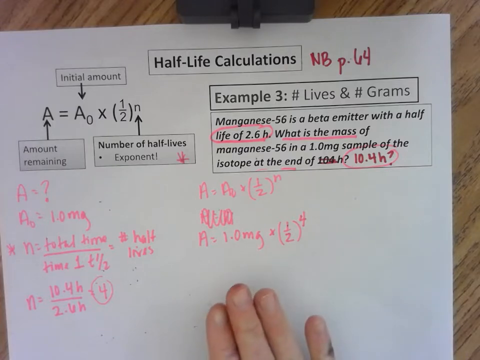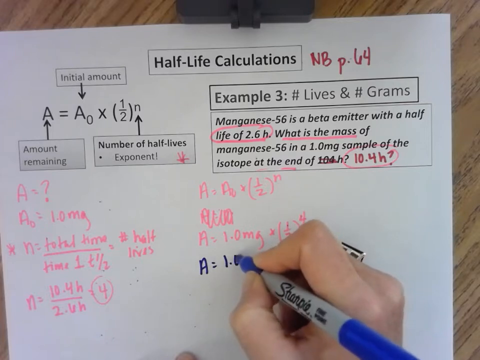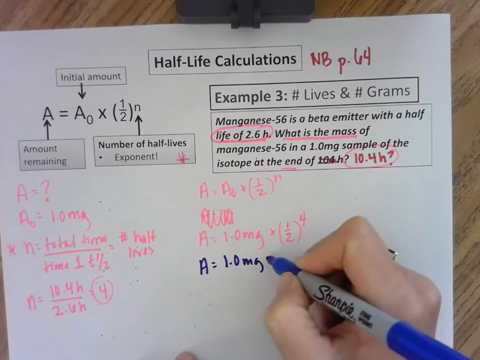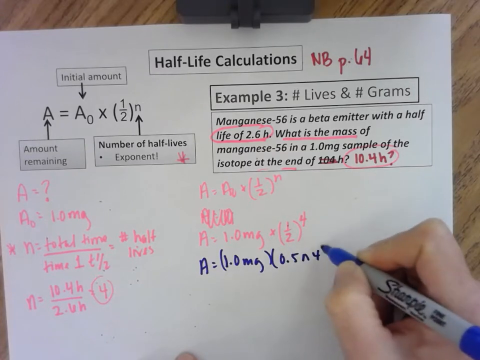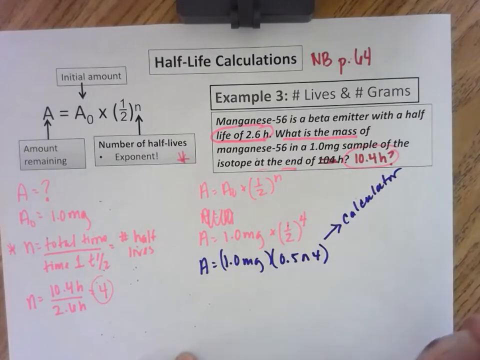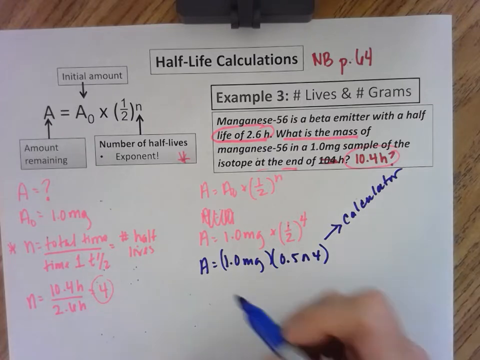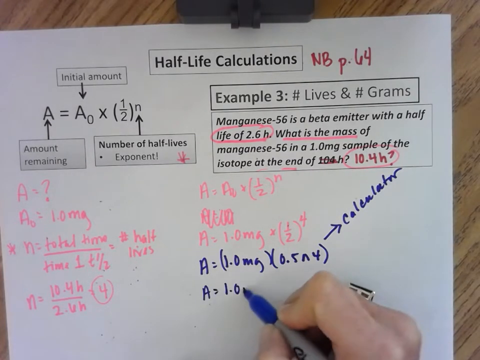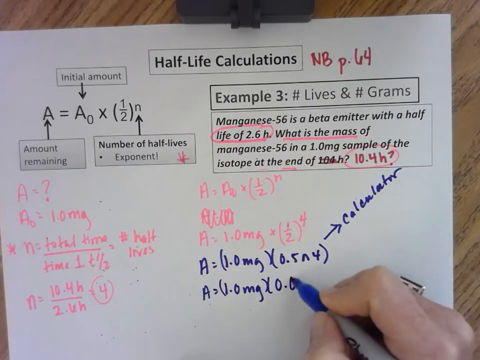You don't need to do anything else when you're showing work, but I'm going to, in blue, show you what your calculator is going to do. So A, you're going to do 1.0 milligrams, then you're going to do times 1/2 caret 4. All right, again, this is your calculator. And 0.5 caret 4 is a number. It is 0.0625. Again, there's no units on that.